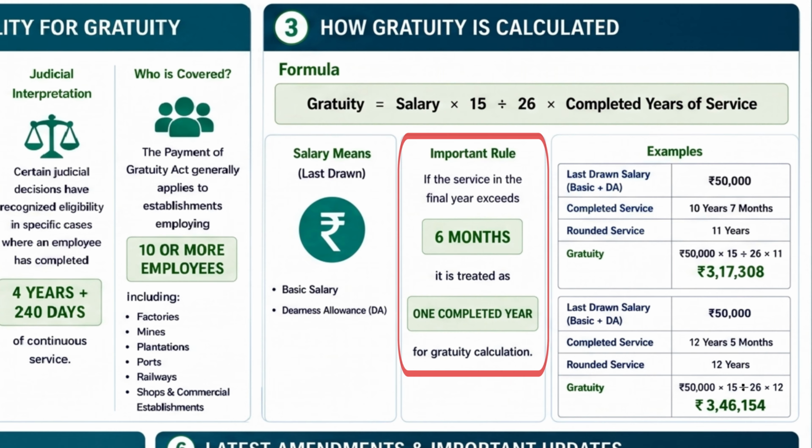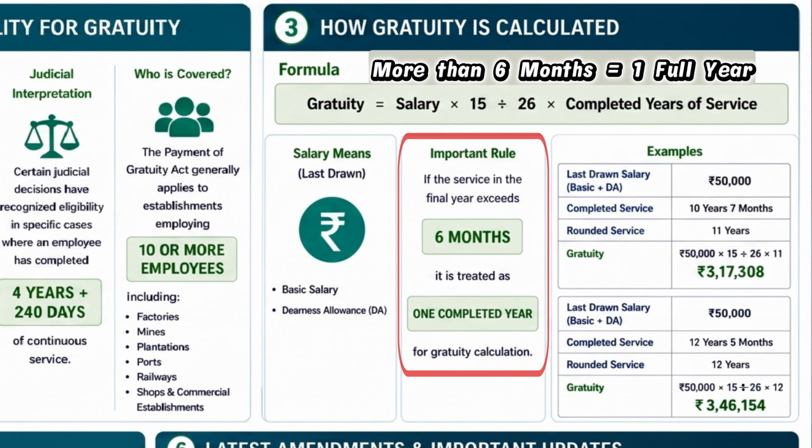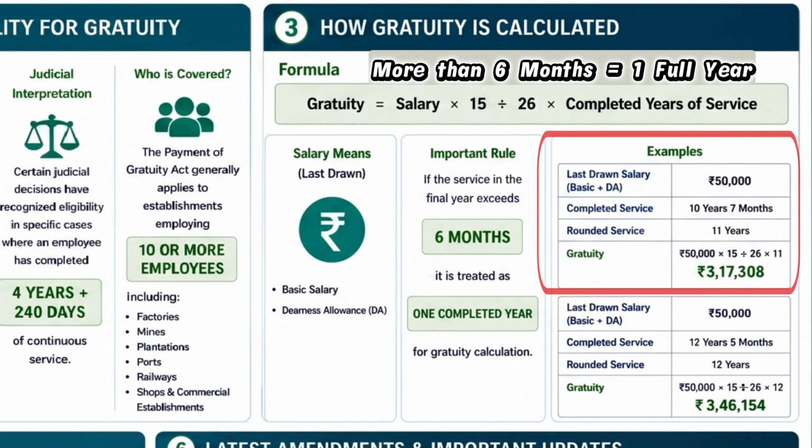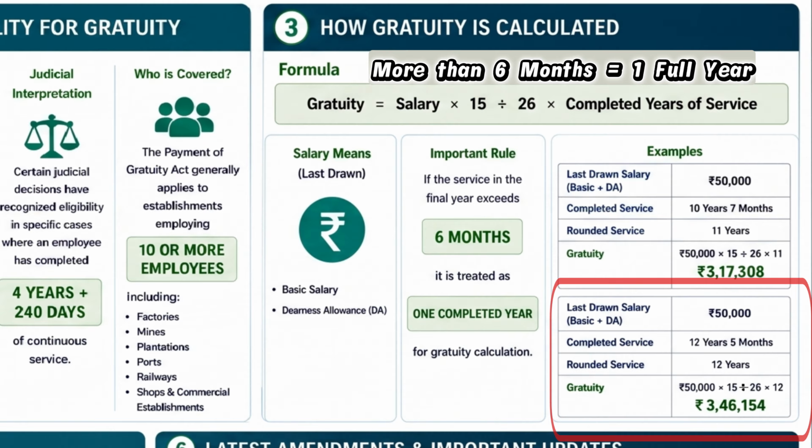Important rule: rounding of service period. While calculating years of service, if the additional service period is more than 6 months, it is counted as a full year. Example: 10 years and 7 months equals 11 years. 12 years and 5 months equals 12 years.